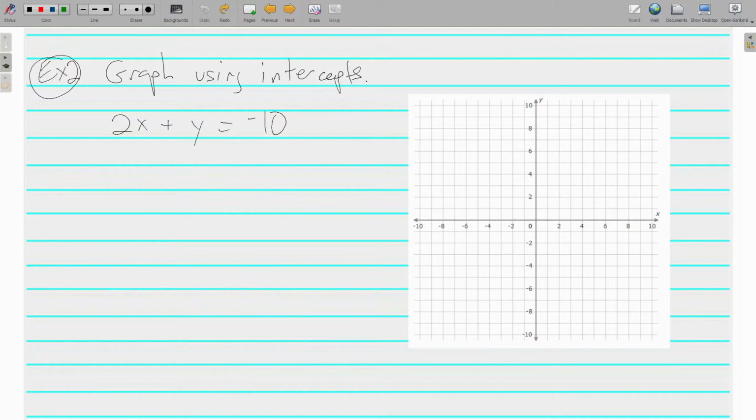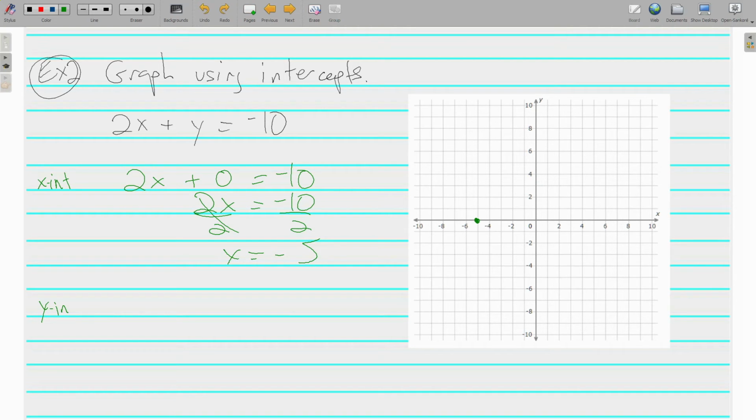Let's do it again for this one here. For the x-intercept, 0 in for y. So 2x plus 0 is equal to negative 10. So we really have 2x is equal to negative 10. Divide by 2, and x is equal to negative 5. The line represented by this equation will cross the x-axis at negative 5.